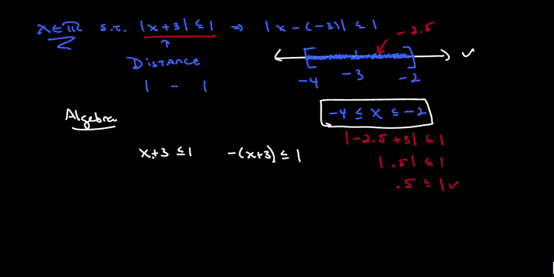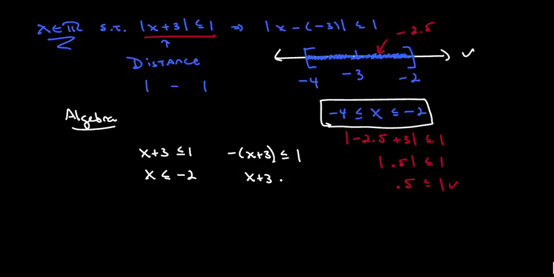What I've got to do is move this 3 over. So this is going to be x is less than or equal to... Now when we're adding or subtracting, we don't switch the sign. When we multiply or divide by a negative, then we switch the sign. So we'll subtract 3 from both sides. So this gives us -2.